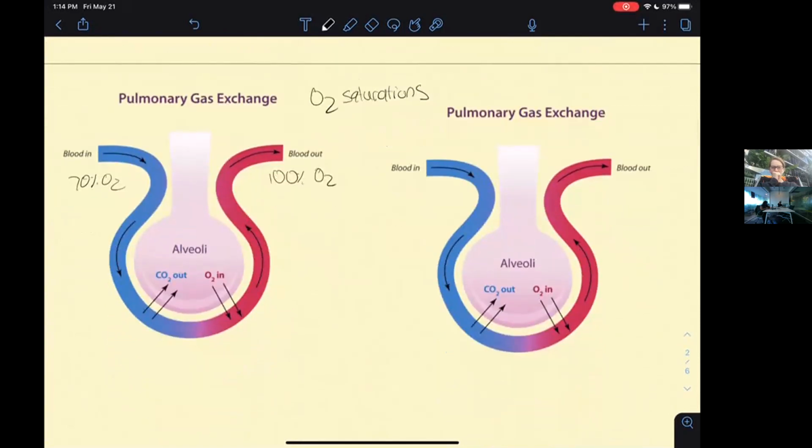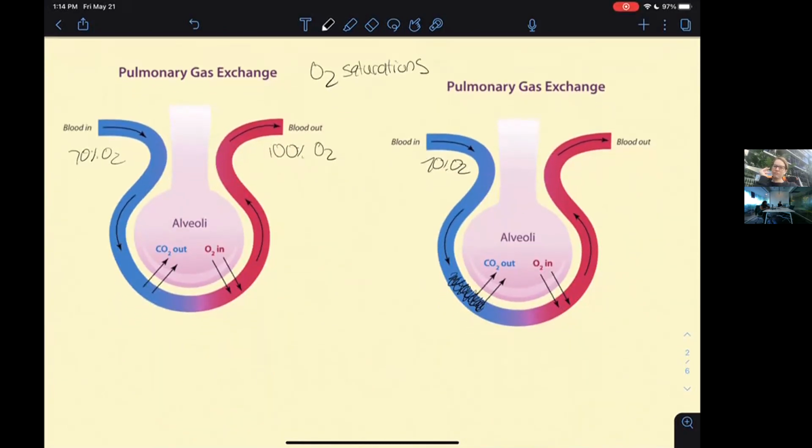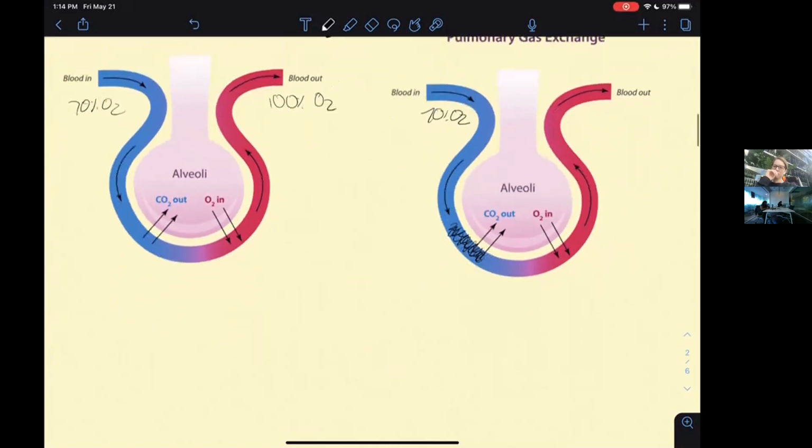What happens if we have an obstruction? So there's blockage in the vein, right? So you have 70% oxygen here, just in one alveolus. What would happen to the blood coming out? Generally, if there's an obstruction in one alveolus and not the other alveolus, you're still going to have 100% oxygen coming out overall if you put the two systems together.